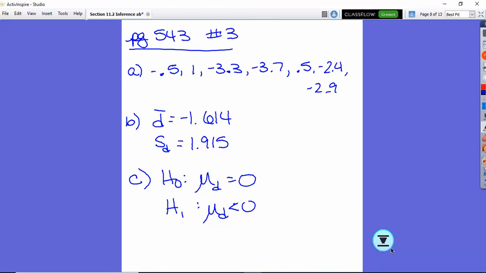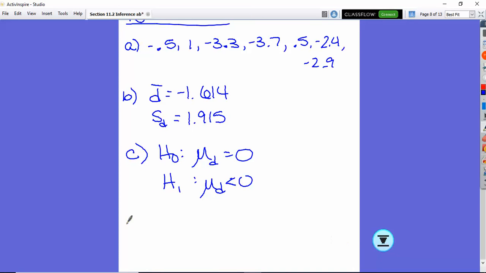So we can do this on our calculator. We could do it by hand. We know if we're doing it by hand, we have to calculate our t statistic, which is just our difference, which is our sample mean minus the mean of the difference divided by the standard deviation of our sample.